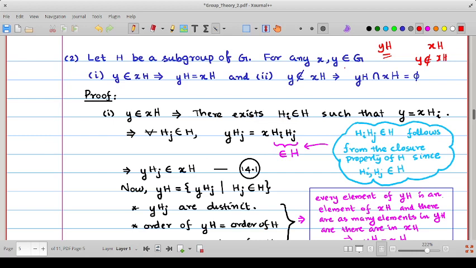So these are two parts of this property. The first one is that if there is at least one common element between these two cosets, then all elements are common to both cosets. And if this element y is not one of the elements of coset xH, then there will be no common element between the two cosets yH and xH. That means the cosets of a subgroup are disjoint unless they are the same cosets. So if you have two different cosets, then they are disjoint. There will be no common elements of two different cosets.